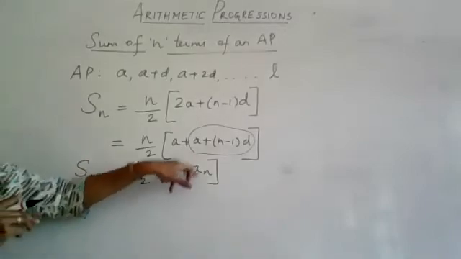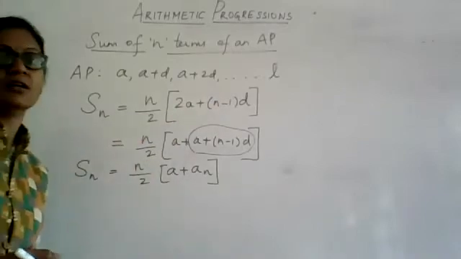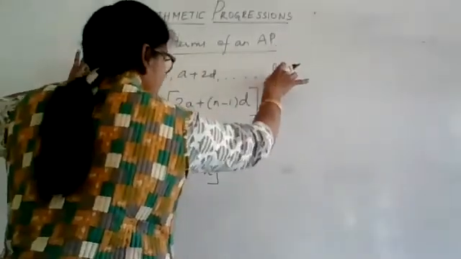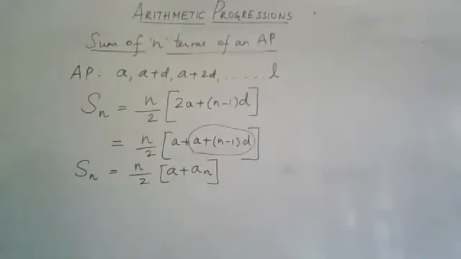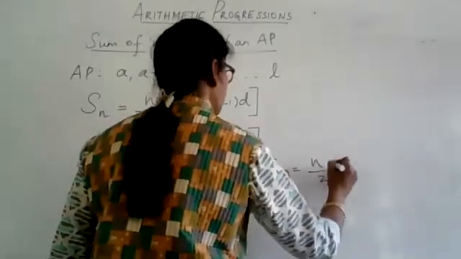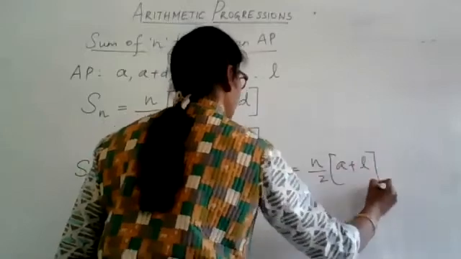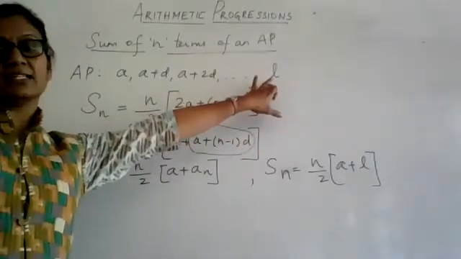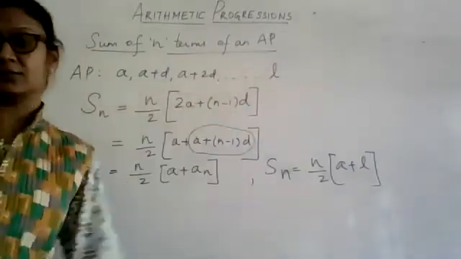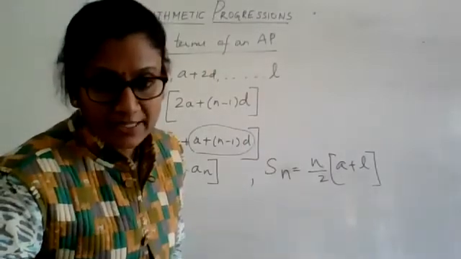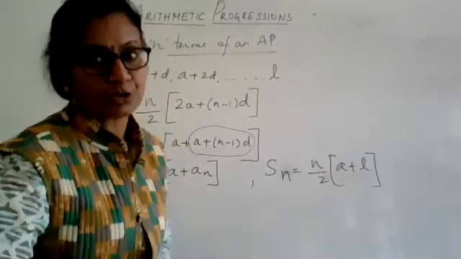If the nth term or the last term of the AP is given to me, then to find the sum of all the terms till the nth term, I use this formula. Generally, I call it the nth term, but it can also be written as Sn equals n by 2 times (a plus l), where l is the last term. We usually call it the nth term, but l is also correct because that is the final term till which you have to add all the terms of the given AP. So you should remember both these formulas, because depending on the information given to you, you should be able to use the right formula.